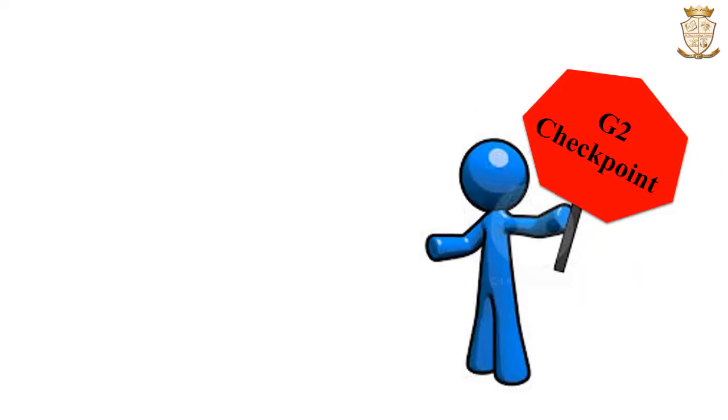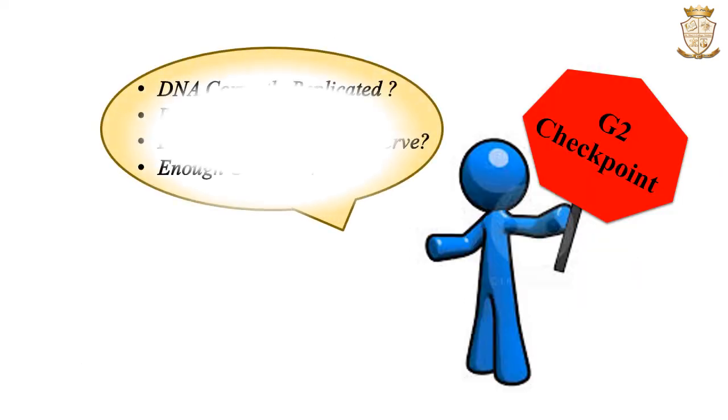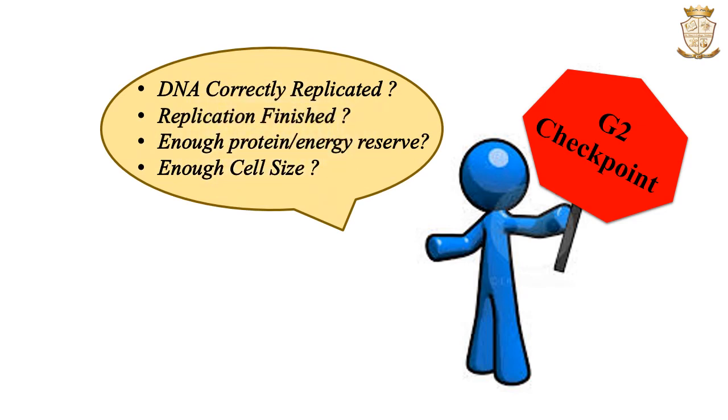So, the G2 checkpoint checks whether the DNA is correctly replicated, if the replication is finished, whether there are enough protein energy reserves, and if the cell has enough size.